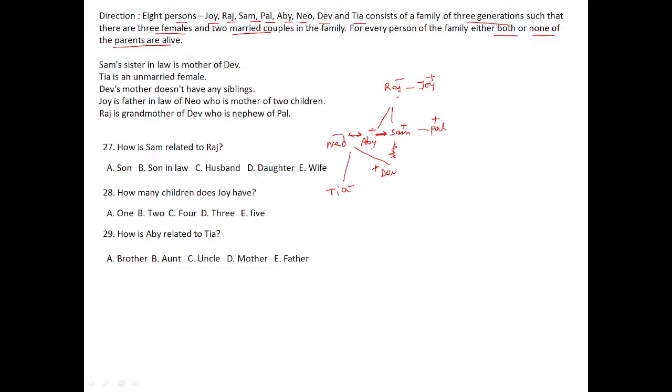Now 1, 2, 3, 4, 5, 6, 7, 8. So 4 members are there in this family tree. Now moving to the question set. How is Sam related to Raj? So Sam is here, Sam is related to Raj as her son. How many children does Joy have? Joy, 1, 2, 3, 3 children Joy has.